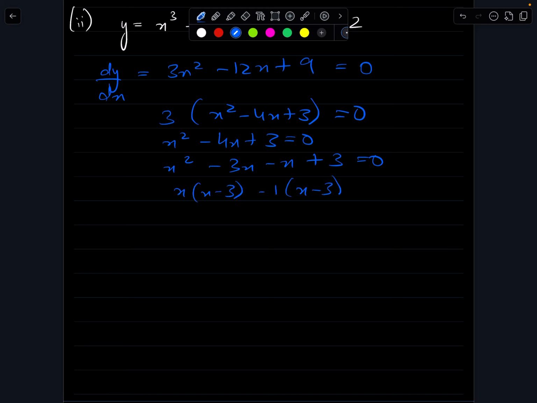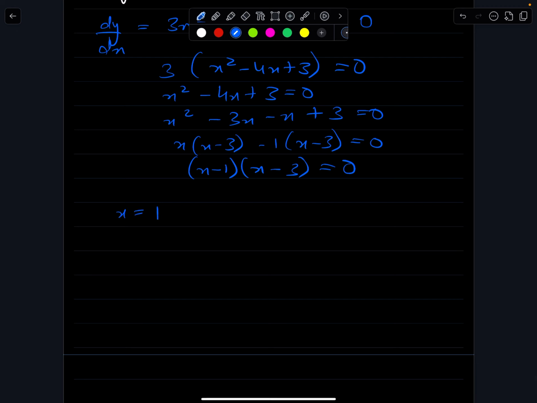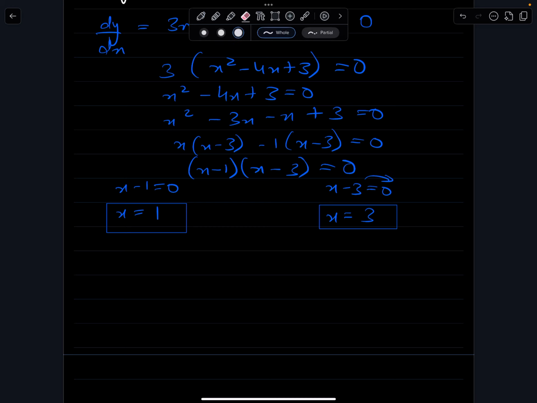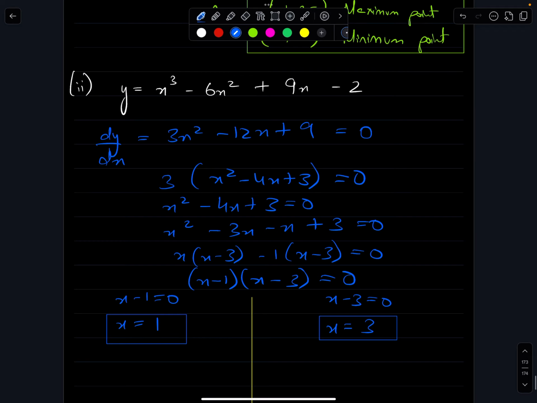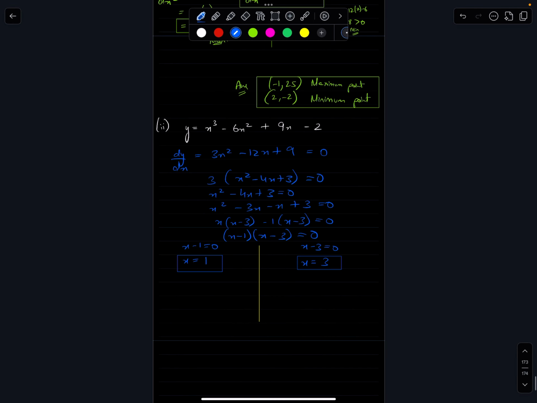Just a second. So we have x minus 1 and x minus 3. Our x coordinates turn out to be x is equals to 1 and x is equals to 3. Alright, so how did we get this? Because we equated the factors separately to 0. Alright, now how about we make a small line and then substitute the values of x in the original equation. We'll copy this down.